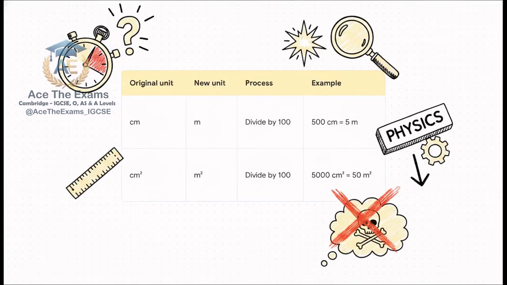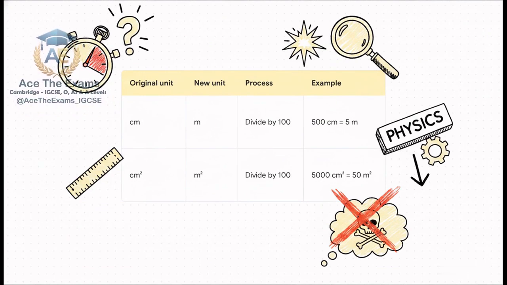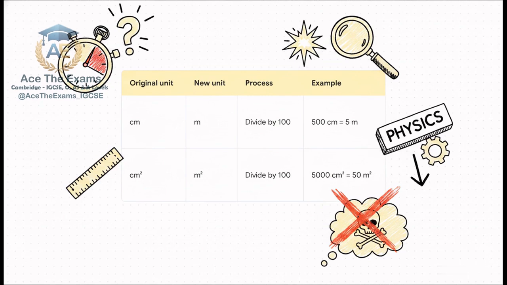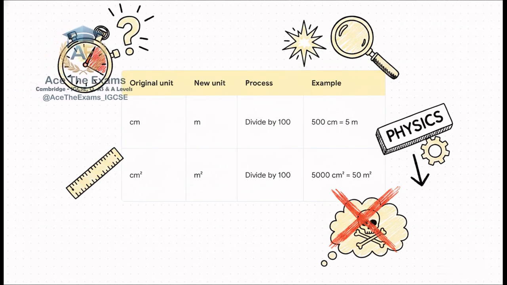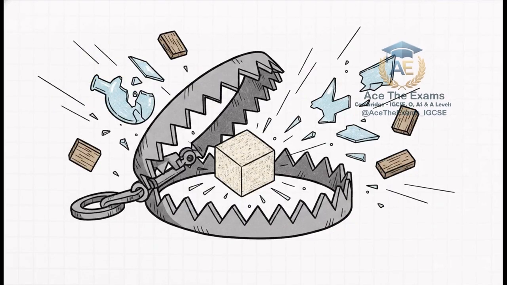Let's build this into a much harder challenge. I want you to spot the lethal error in this area conversion table before time runs out. Notice the first line. It tells us to divide centimeters by 100 to get meters. Makes sense, right? Perfectly fine. But look really closely at that second line for area. Is converting square centimeters to square meters really just dividing by 100?